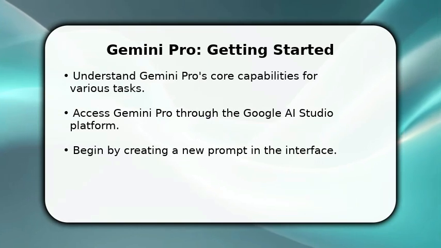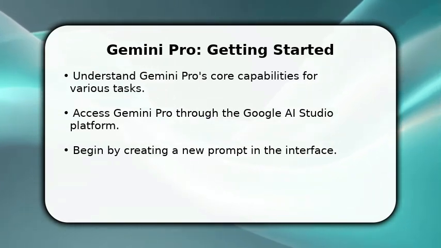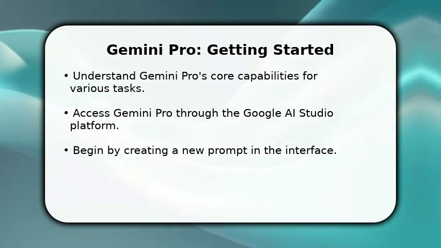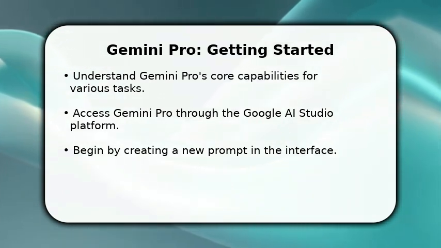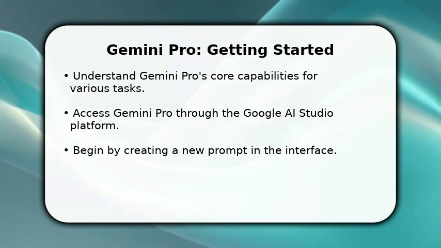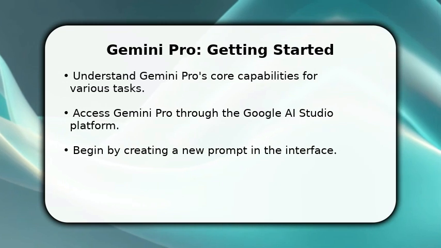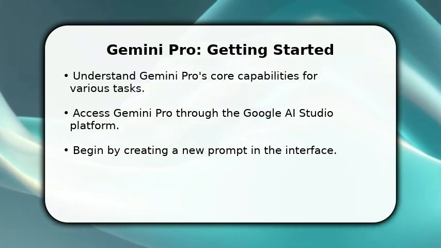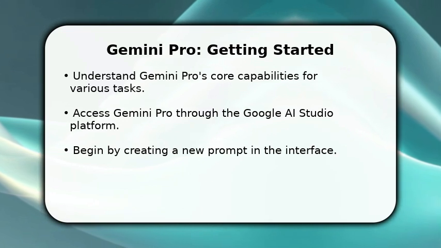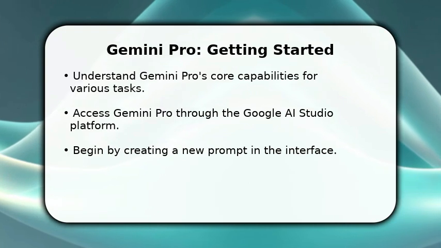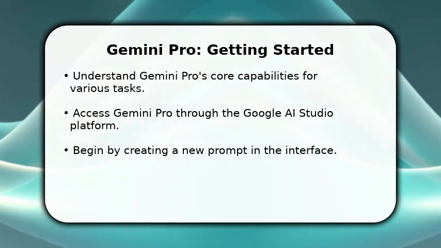Enjoy the video. In this video, I will explain how to use Gemini Pro effectively. First, understand that Gemini Pro is a powerful tool for many tasks, from writing to coding. You can access it easily through the Google AI Studio platform. Once there, your first step is to simply create a new prompt in the user-friendly interface. This sets the stage for all your creative and analytical work.